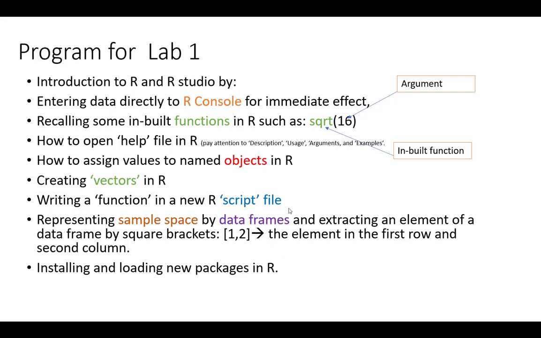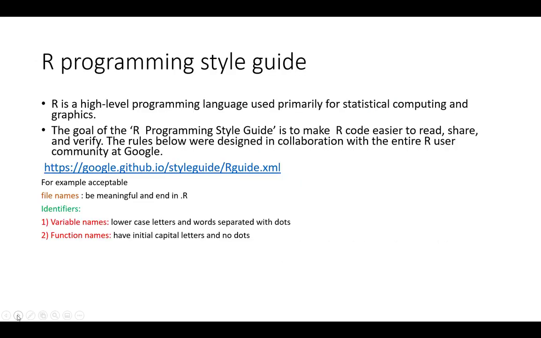Now, representing sample space by data frames and extracting an element of a data frame by square bracket. So in R, if you have a square bracket 1, 2, it means that you are extracting the element in the first row and second column. Then installing and loading new packages in R is another task that you have to do in your lab 1.